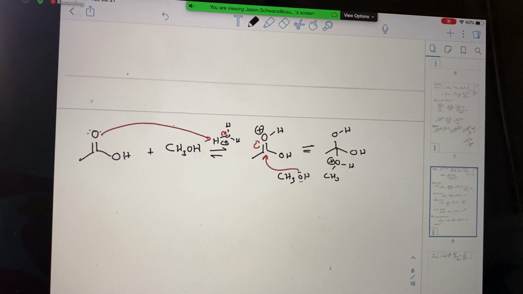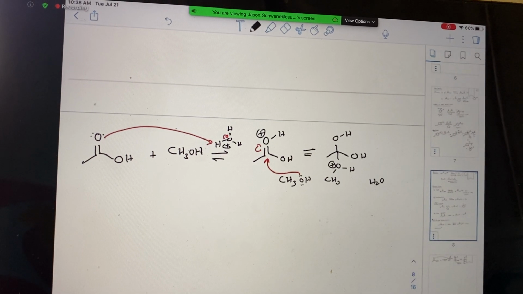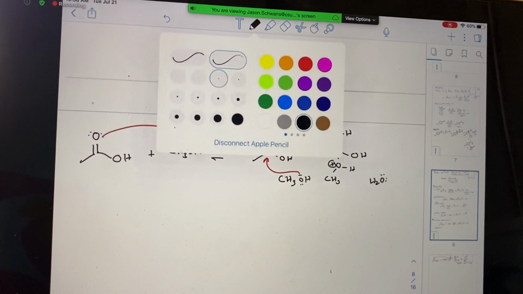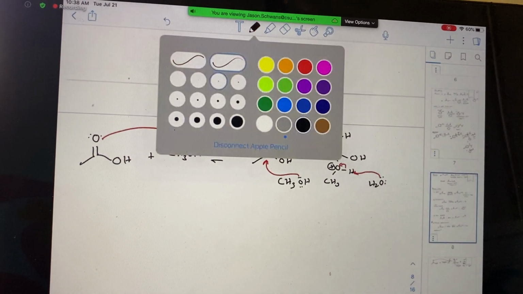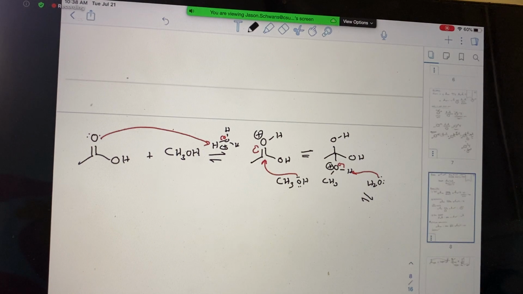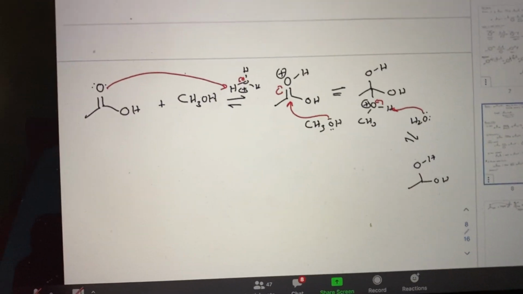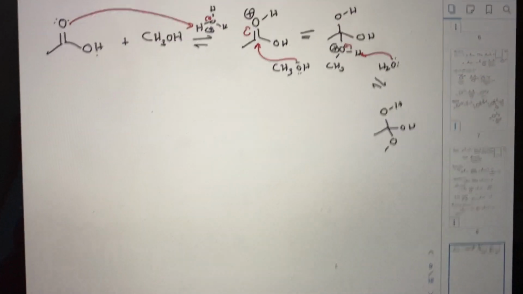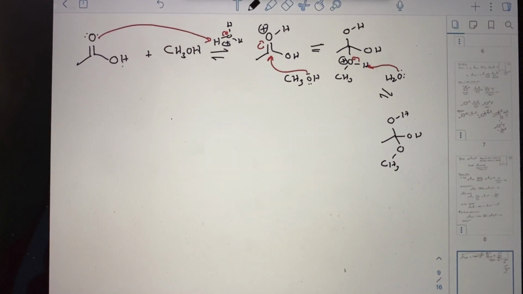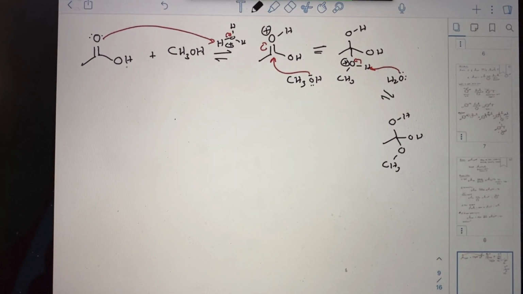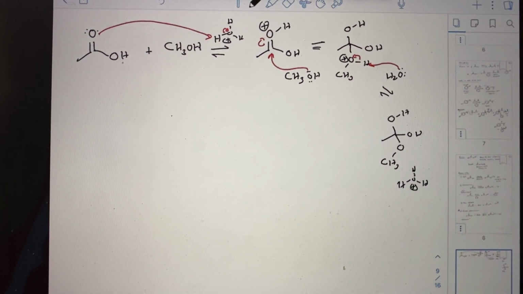Now what we need to do is carry out a couple of proton transfer steps. So we're going to deprotonate this species to get rid of this positive formal charge. So let's put it down here. So we have something like this. We regenerated our hydronium ion.